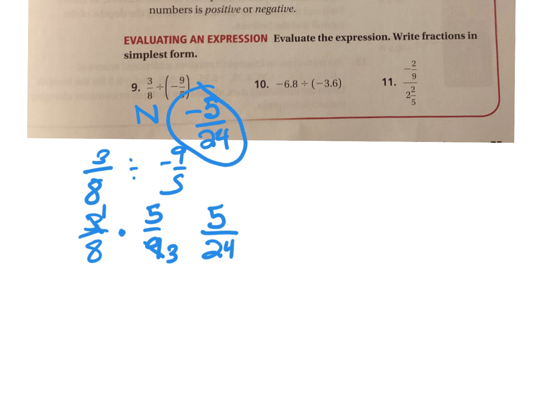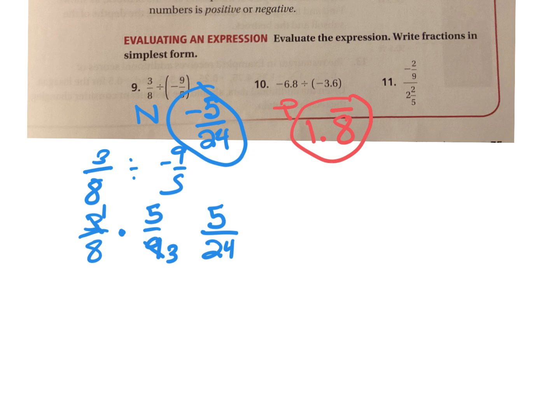Number 10. This one, because it's a decimal, I'm just going to do it on the calculator. It's a negative divided by a negative, so I know it's going to be a positive. So then I just type in 6.8 divided by 3.6, and that gets me a positive 1 point 8, and that 8 looks like it repeats forever, so I put the line over the 8, and that's my answer.